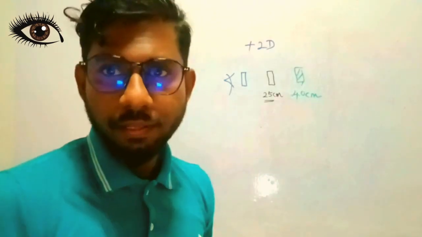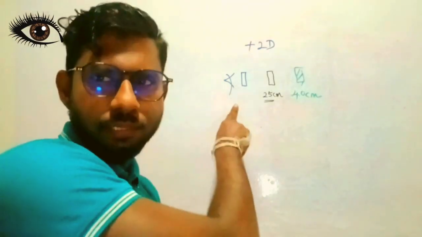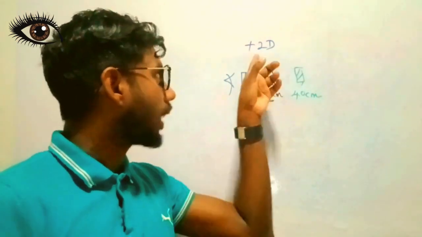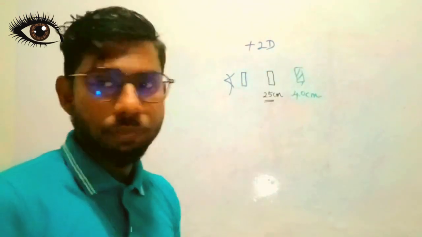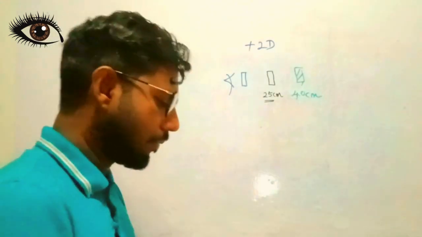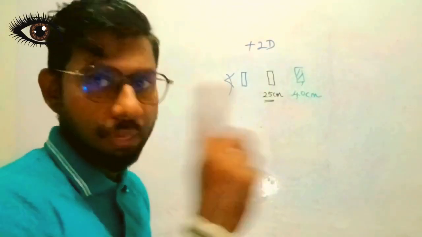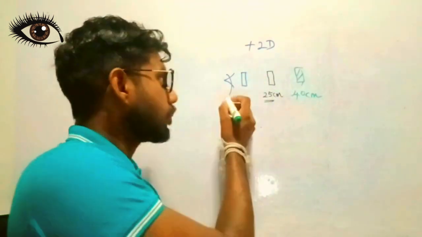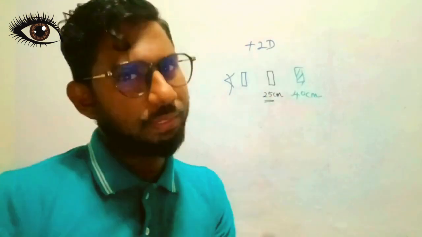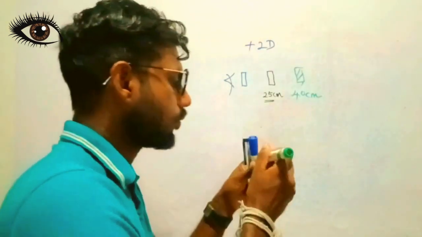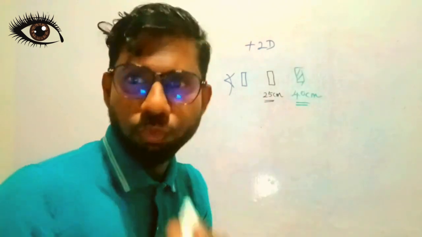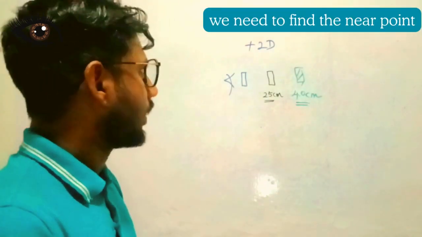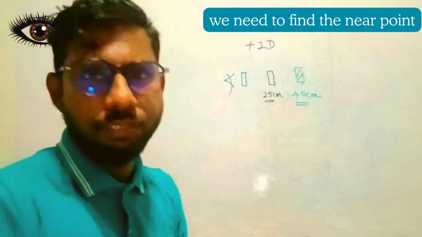In this question, they are telling us that this person is wearing some specs, plus 2D, and only then can this person see a book kept at 40 centimeters. So remember this: the person is now wearing the specs, right? This 40 centimeters is not the natural near point. So one thing we need to find. All right, let's get into the question now.